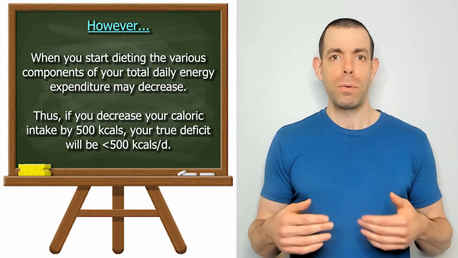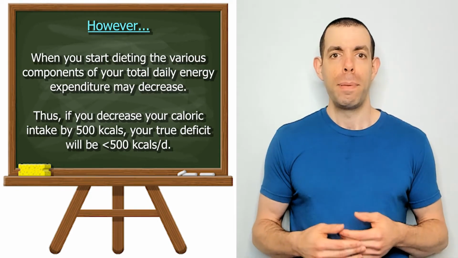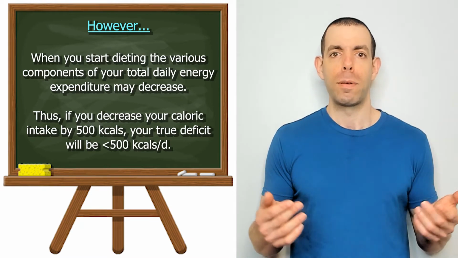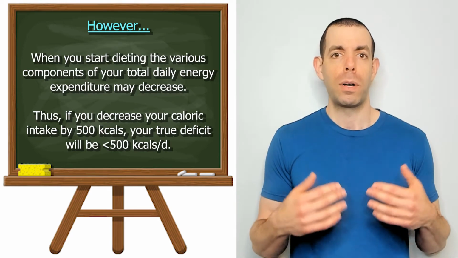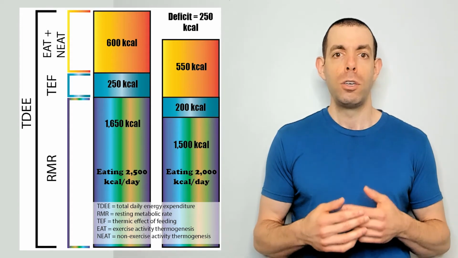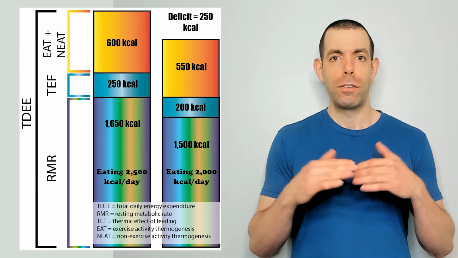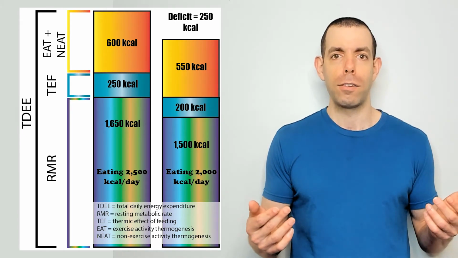However, after everything we've talked about in this video, you probably realize that this is not true, because when you start eating at a caloric deficit, you might experience some of that adaptive thermogenesis. So perhaps that will decrease your metabolism by roughly 150 calories per day. You will have a decrease in your thermic effect of feeding, and if you're at a 500 calorie deficit, that will decrease your metabolism by roughly 50 calories per day.